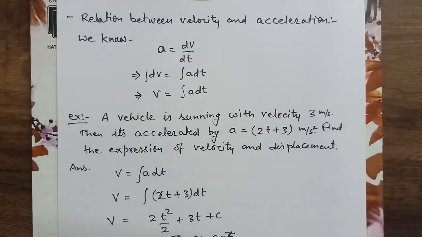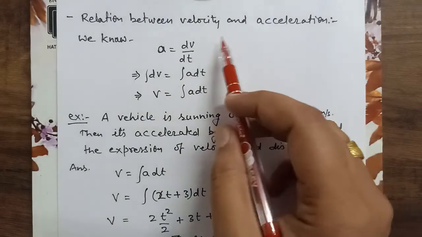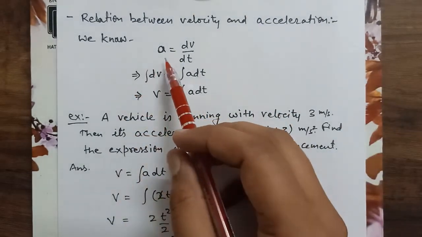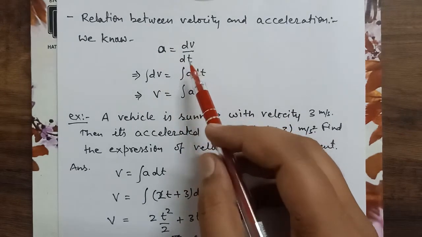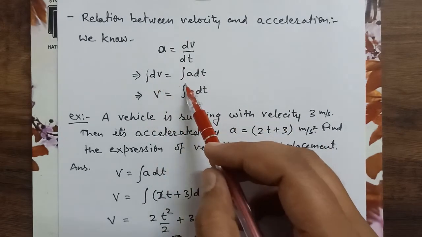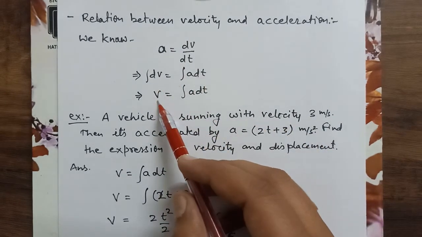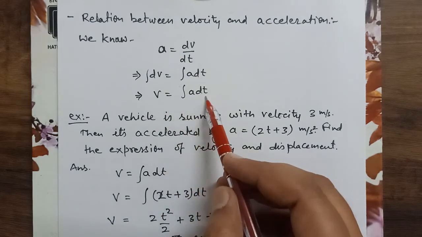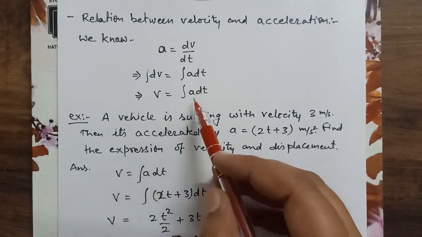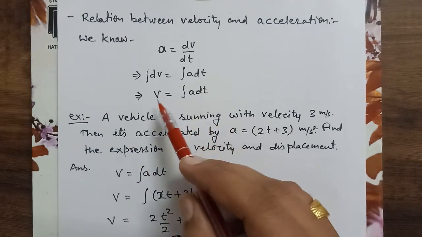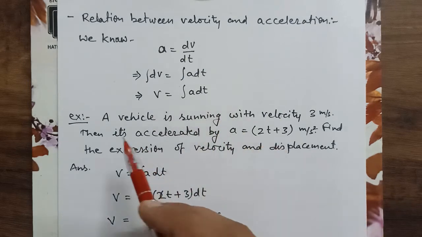Now we will discuss the relation between velocity and acceleration. We know that a = dv by dt. So integration of dv = a dt, so v = ∫a dt. Here a will be put as it is, whether it is a function of time or not. So integration of a will give you the velocity of the body.